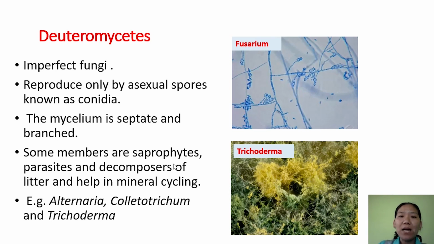The mycelia are septate and branched. Once the sexual stage of these fungi is known, they are removed from the class deuteromycetes and placed in either basidiomycetes or ascomycetes according to the sexual spores they produce. Talking about the mode of nutrition, they are heterotrophs. They are saprophytes, parasites, and decomposers. Some examples are Alternaria, Colletotrichum and Trichoderma.